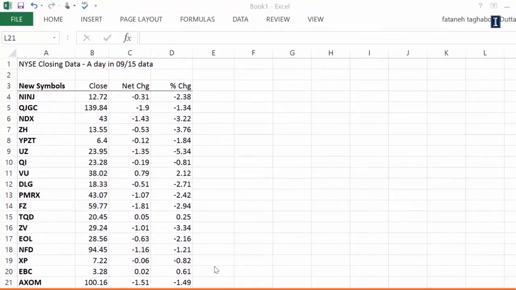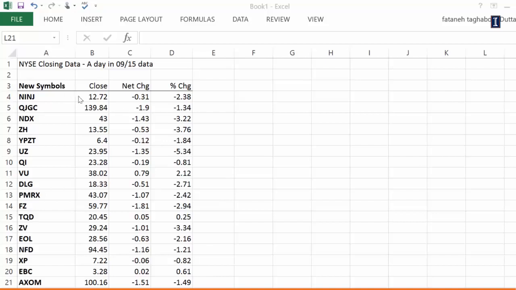In this video, I'm going to show you how to calculate confidence interval for population proportion. The data I'm using is the data we downloaded from New York Stock Exchange closing data at the end of a day in September of 2015. Symbols have been changed to comply with the copyright laws. Let's say that in this situation, I'm interested in knowing what proportion of the stocks had a positive change at the end of the day.